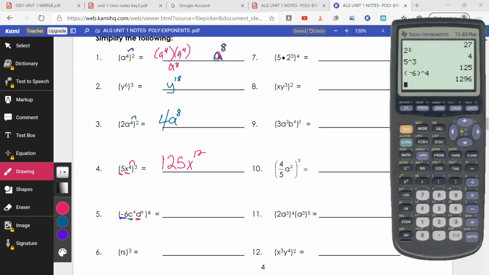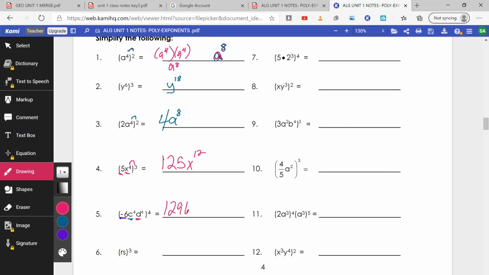which is the correct way, we get 1,296. Now, if I don't put the negative 6 in parentheses, the calculator reads it as the negative value of 6 to the 4th. So it ends up being negative 1,296. Always be careful. Always make sure that you take precautions. If we're raising negative numbers to an exponent, make sure you put the negative number inside parentheses like that. So the first method, negative 6 in parentheses, gives me a positive 1,296.